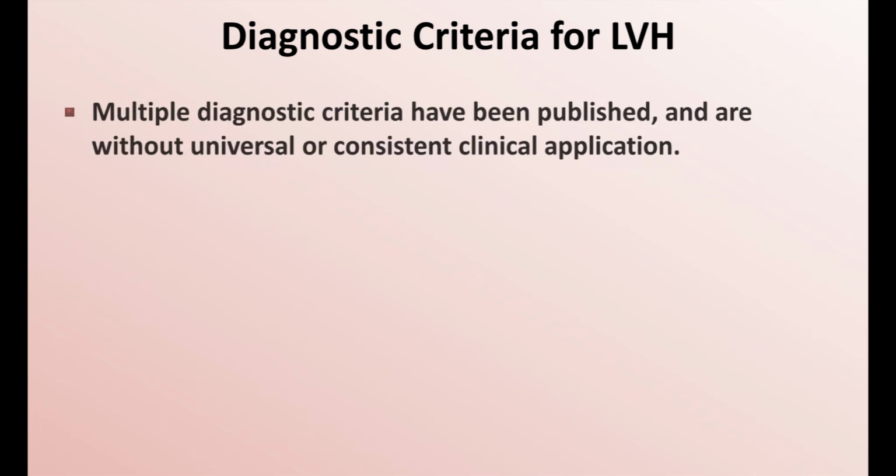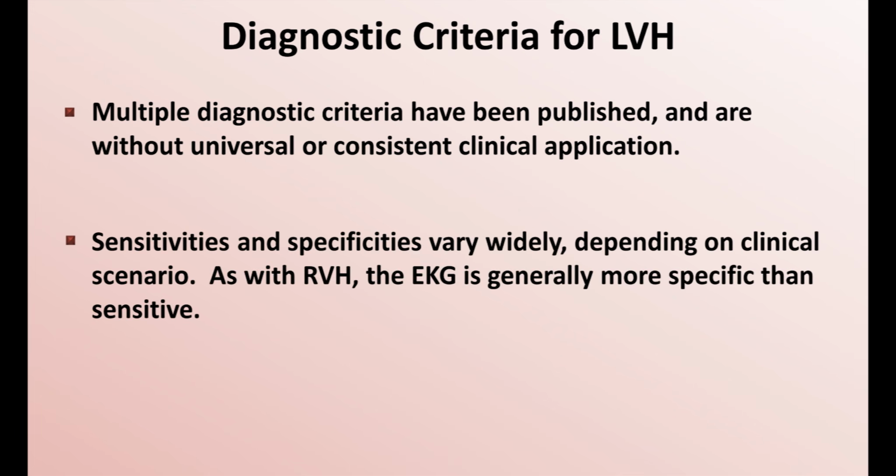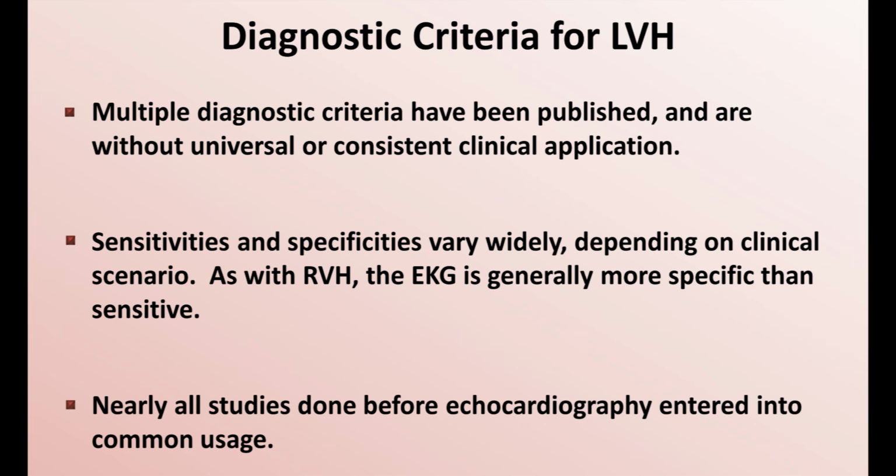Unlike RVH, LVH has a large number of diagnostic criteria. In fact, there are too many to reasonably try memorizing and are without universal or consistent clinical application. The sensitivities and specificities vary widely depending on clinical scenario. For example, the sensitivity of one specific criteria may be very different depending upon whether a patient's LVH is due to systemic hypertension or due to hypertrophic cardiomyopathy. As with RVH, the EKG is generally more specific than it is sensitive. It's interesting to note that nearly all studies were done before echocardiography entered into common usage, and many therefore utilized LV mass measured directly at autopsy as the gold standard.